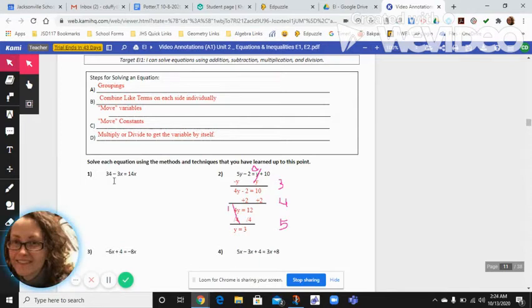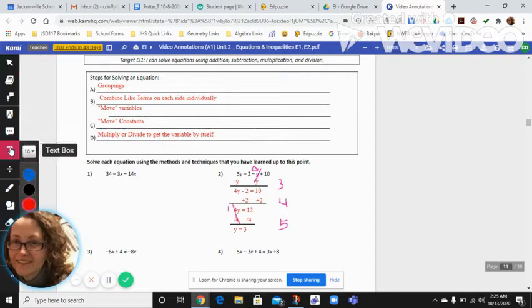Looking at question number 1, I again do not have any grouping symbols, there's no parentheses. I do not have to combine like terms on either side. The left side just has one term with a variable and one term without. I cannot combine those terms, and the right side just has one term. So I'm going to go ahead and see about moving my variables.